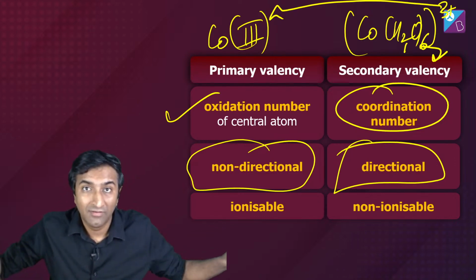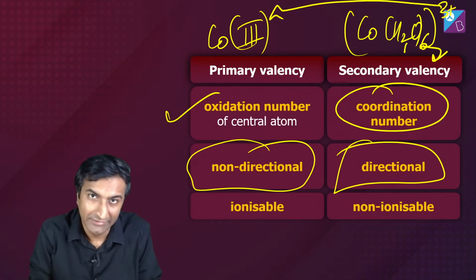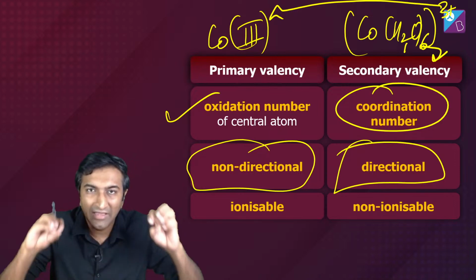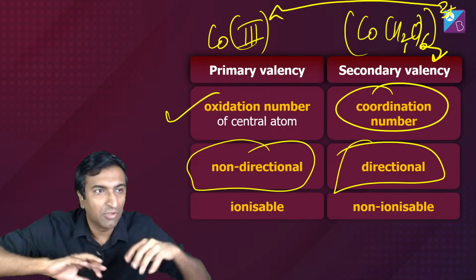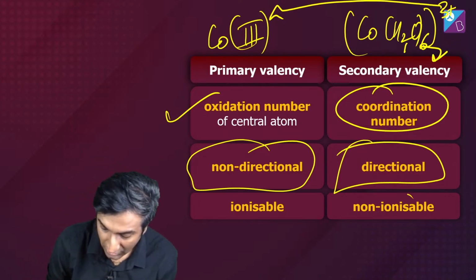What does directional mean? We'll study that when we do CFT. This is one of the problems of this theory. It was not able to figure out where the directional character comes from and what it means. If the number is 4 or 6, then a certain shape forms, but why that shape? Why? That's what he was not able to figure out.